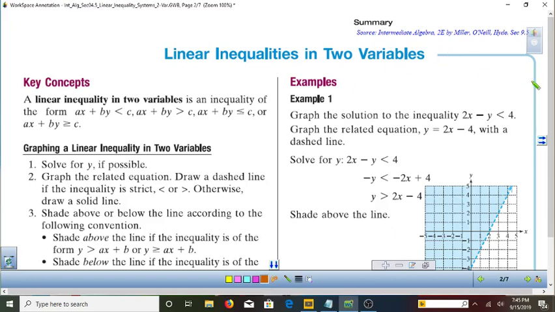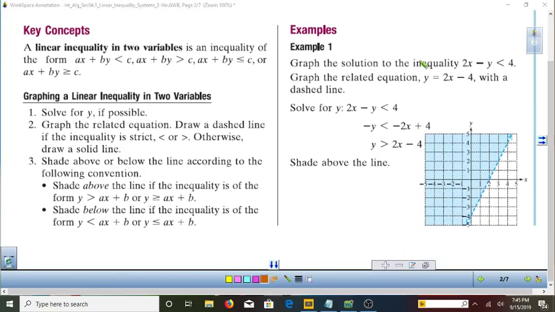So here's another example. Again, just a summary of the explanation. You solve for y, you graph the related equation and use a dashed line if the inequality is strict, and otherwise, if it's not a strict inequality, if it's just an equals bar, then you use a solid line. And then shade above if, when you solve for y, y is greater than the expression. And if it's y is less than, you shade below. So let's do a few examples.